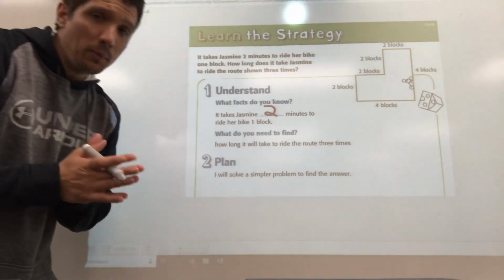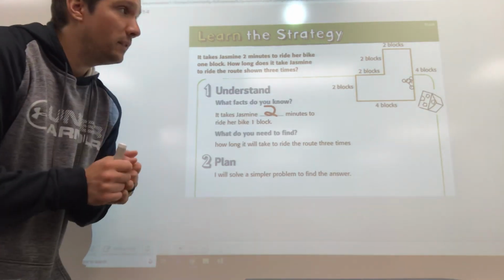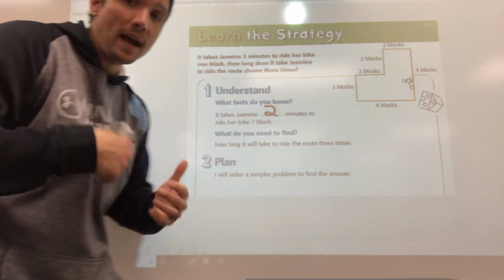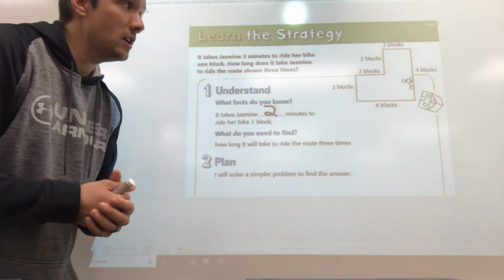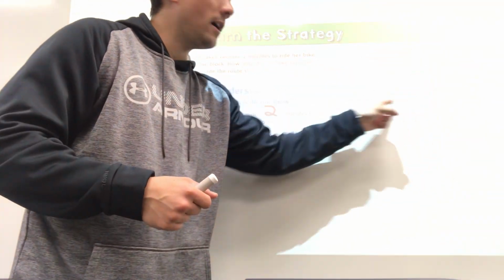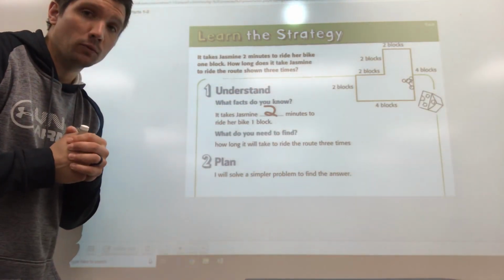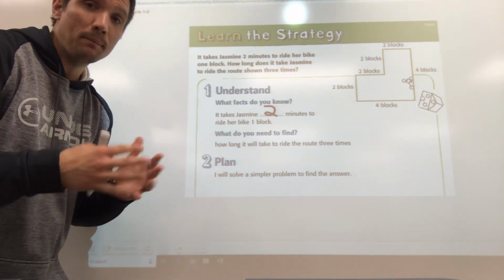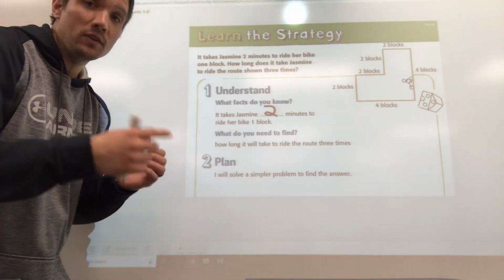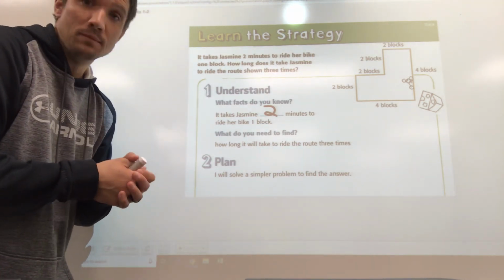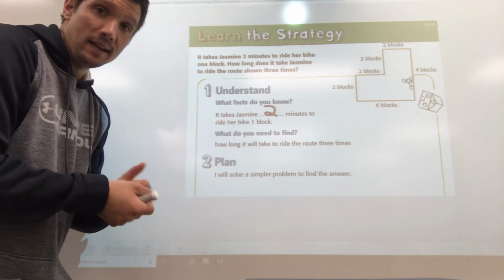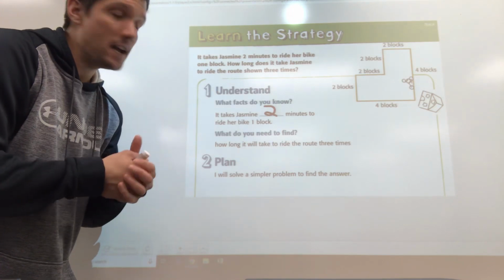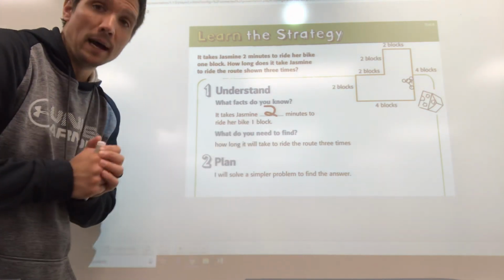So there's a couple things we need to figure out. Number 1, we're going to have to figure out what is the perimeter of this figure. As you can see, we're going to be adding more than just 4 sides. So we need to find the distance around this whole route that Jasmine rode her bike. Then we're going to have to multiply that by 3. That will give us the total distance that Jasmine rode her bike. Then the next step, we're going to take that number of blocks that Jasmine rode and multiply it by 2.